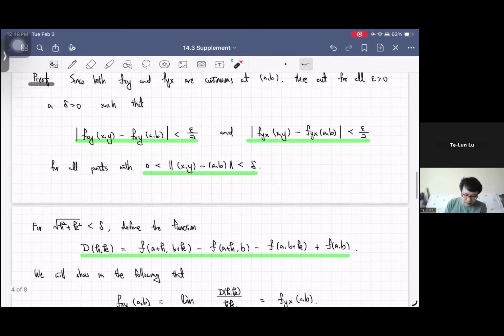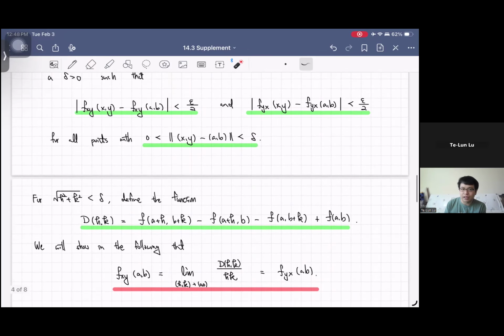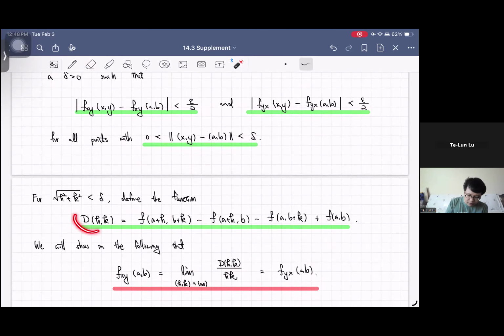Right. Now let us define a strange function, D(h,k). So D of h, k, with variables h and k, is defined as this: f of a plus h, comma, b plus k, minus f of a plus h, b, minus f of a, b plus k, plus f of a, b. We define that over a small region, which is h squared plus k squared less than delta. The delta is given here. So we are trying to understand the difference of the function f within a small region of (a,b).